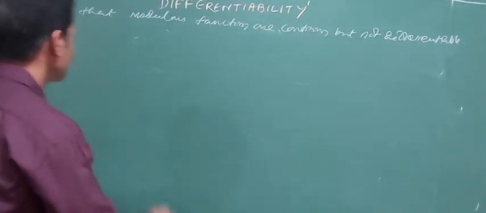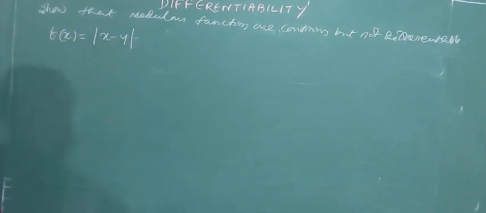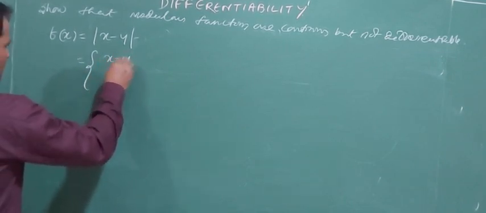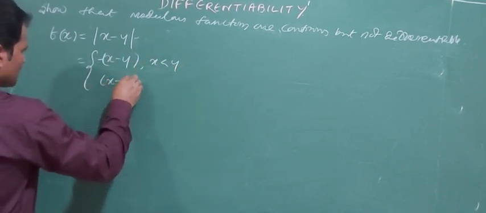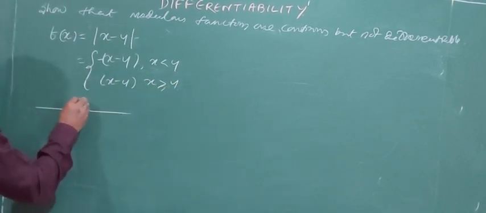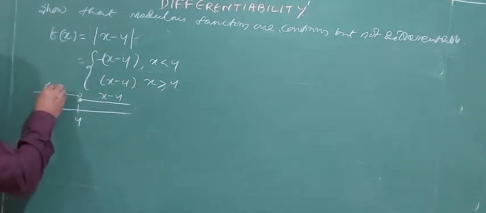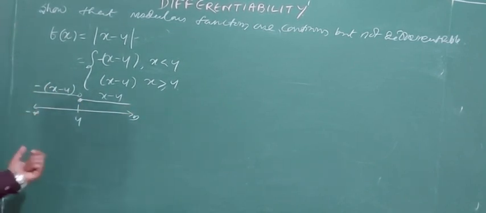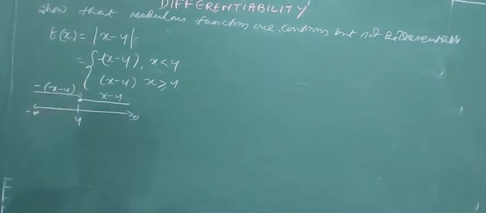Let us consider a function f of x is equal to modulus x minus 4. Whenever we write modulus x minus 4, we must know the basic condition of it. It is minus of x minus 4 when x is less than 4, and x minus 4 when x is greater than or equal to 4. That means on the number line, this is the 4 point. This side it is minus x minus 4, and this side it is x minus 4. Whenever you are solving a modulus question, though you are confident about it, still use the number line to minimize your mistakes.